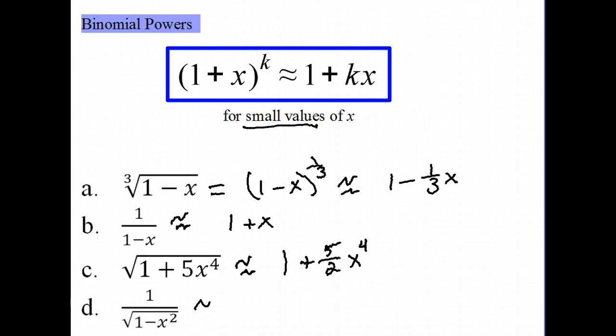And the last one here, if we have 1 over the square root of the quantity 1 minus x squared, well, that's just like 1 minus x squared raised to the negative 1/2, and so that becomes 1 plus 1/2 x squared.